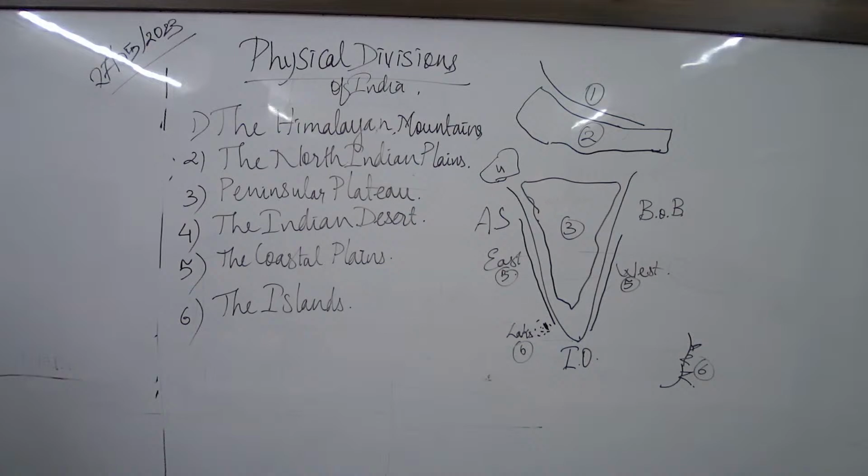Look here. When I explain the physical division of India, India is broadly classified into 6 regions. One of the oldest parts of India is called the Peninsular Plateau. And the youngest part is called the Himalayas. Himalayas are called young mountains because their peaks are very sharp. And why are their peaks sharp? Because they are covered with thick perennial snow. You cannot say snow, ice.